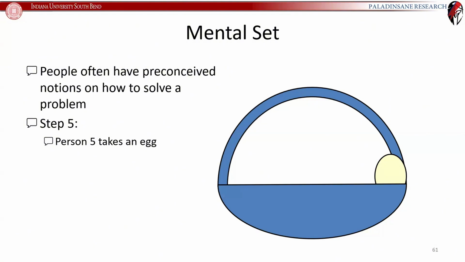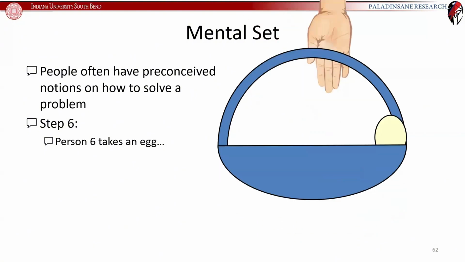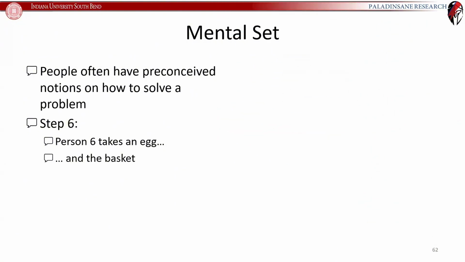But wait a second, if they did that, then there's no egg in the basket. So how can I do that? And it's very hard to break out of that and say, well, person 6 takes the egg and they take the basket as well. And that's how you can solve this problem.